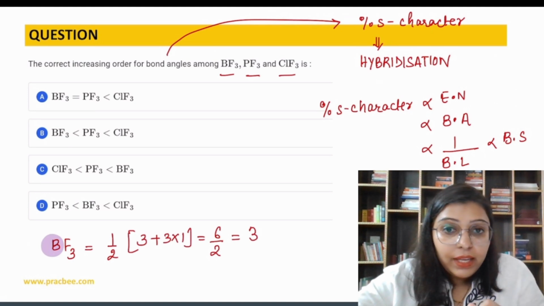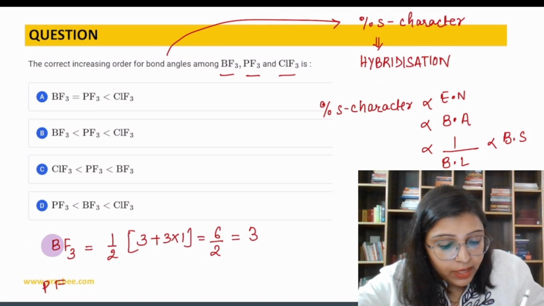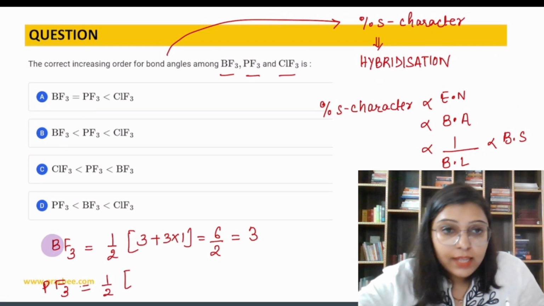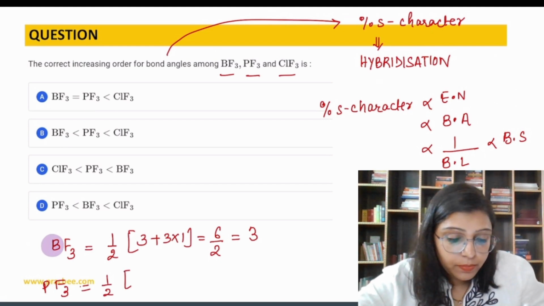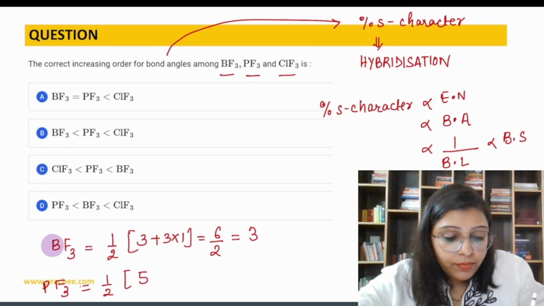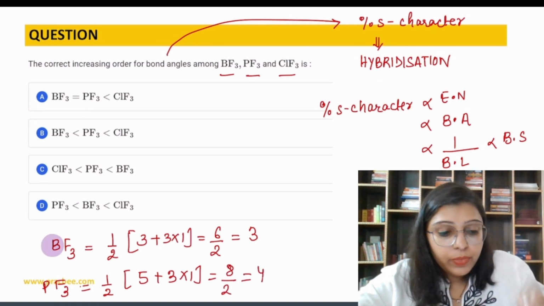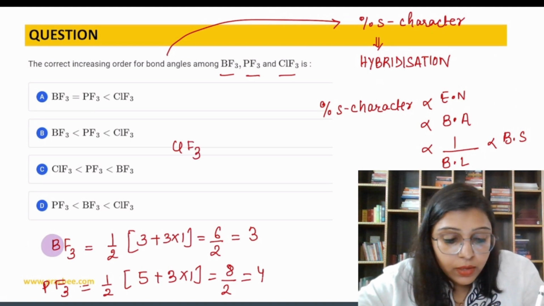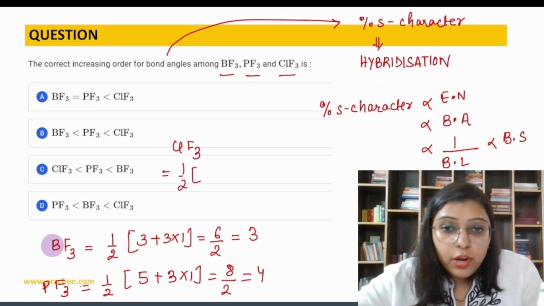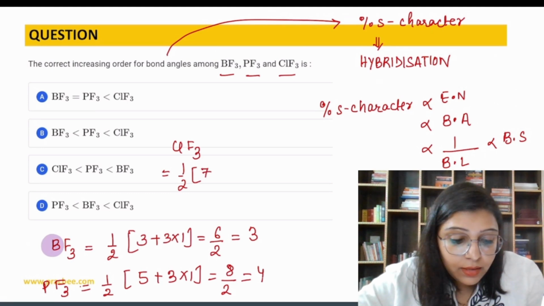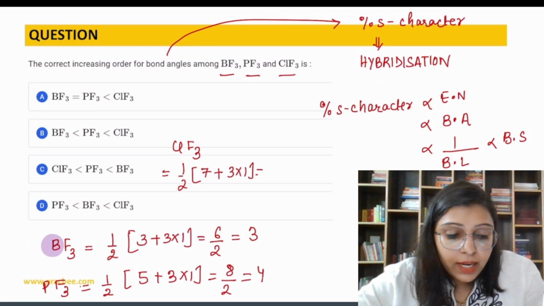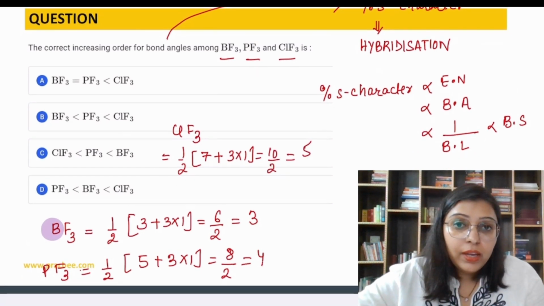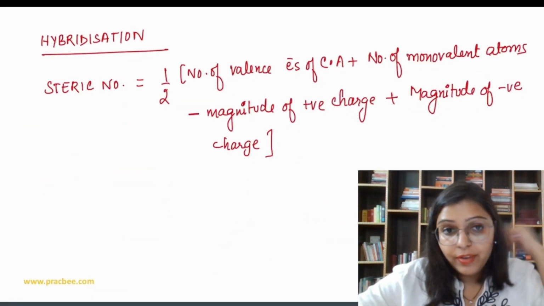Now similarly, we can find for PF3. Half of the number of valence electrons present in phosphorus is equal to 5 plus 3 into 1, which is equal to 8 upon 2, that is 4. Similarly, let's calculate for ClF3. Half of the number of valence electrons in chlorine, 7, plus 3 monovalent atoms, so we get 10 upon 2, that is 5. And now, if we know the steric number, then we can find out the hybridization.